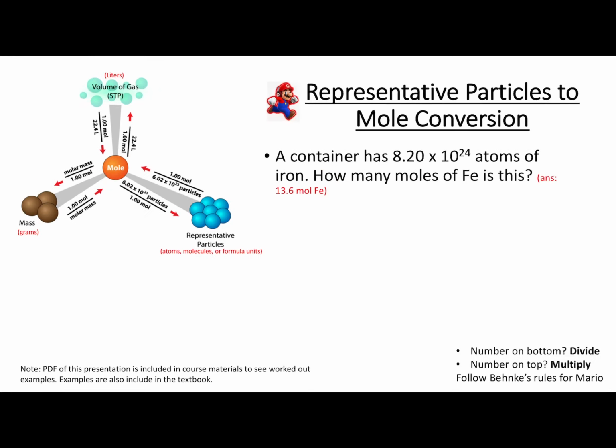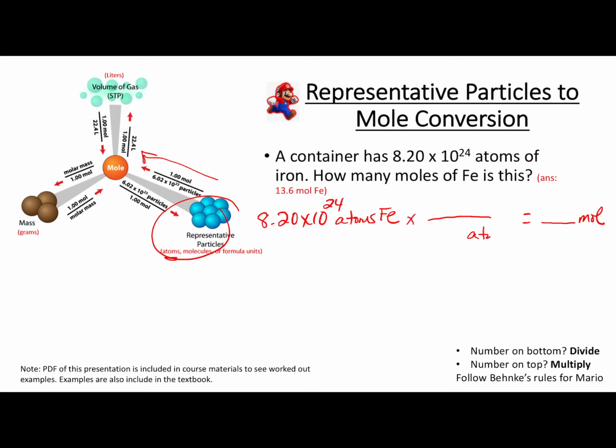I'll do another one involving representative particles. A container has 8.20 times 10 to the 24th atoms of iron, and we want to know how many moles this is. So we are starting in the atoms parking lot, the representative particles, and we're going to moles. All of the problems today involve just one step. Tomorrow, or in the next lesson, we will learn how to take 2 steps, which is really easy.